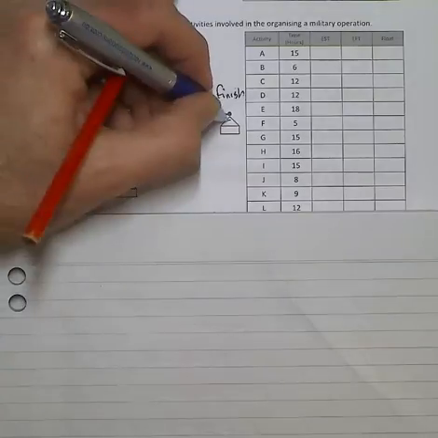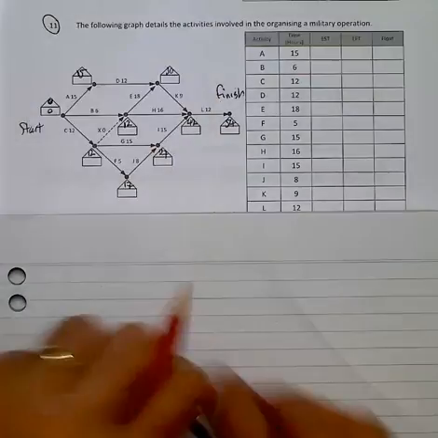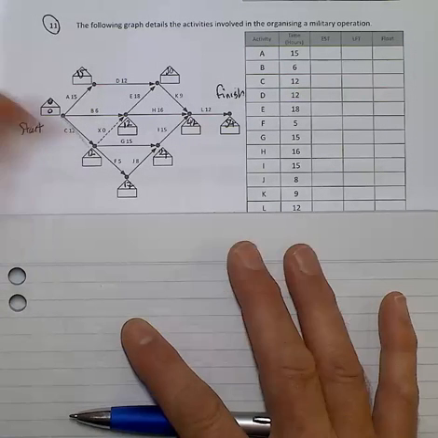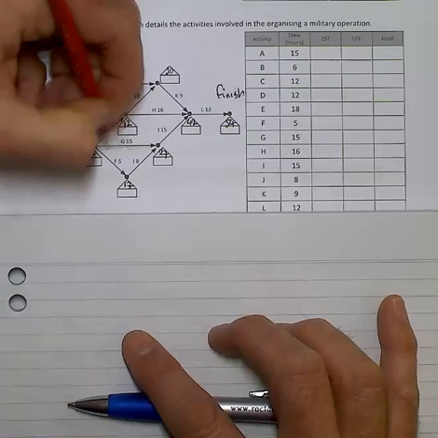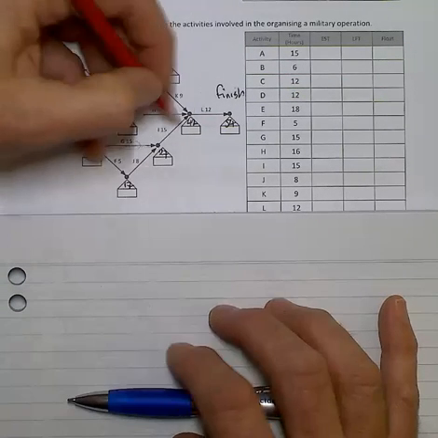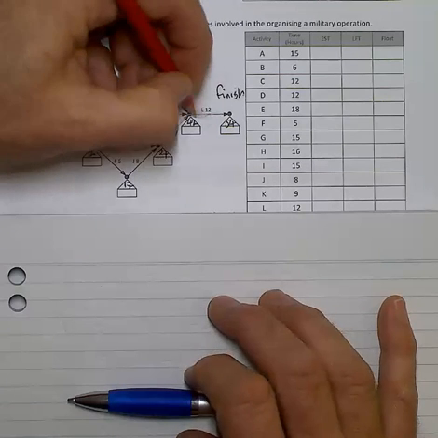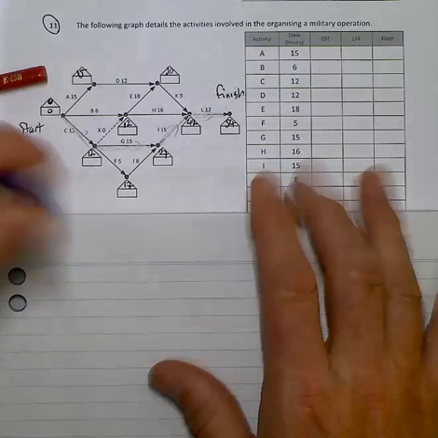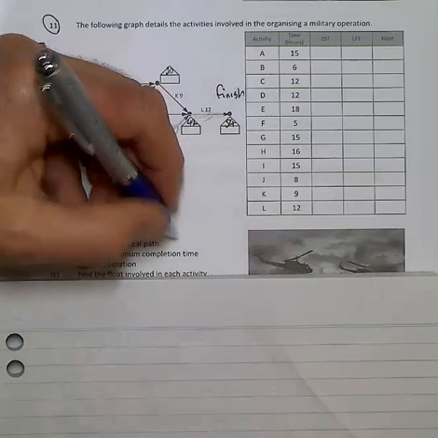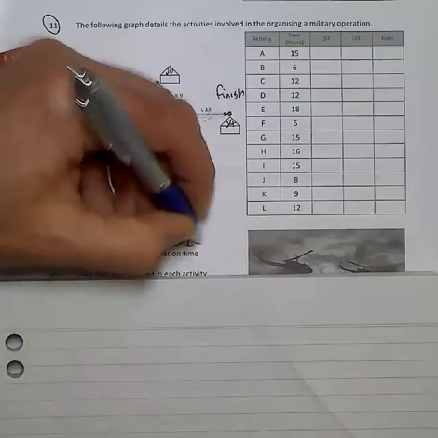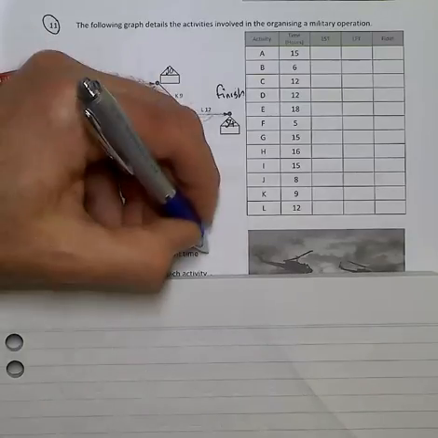and that makes that 54. So I've identified the critical path which takes in C, G, I and L. I'll just list that down. So the critical path, C, G, I and L, and that will take 54 days.